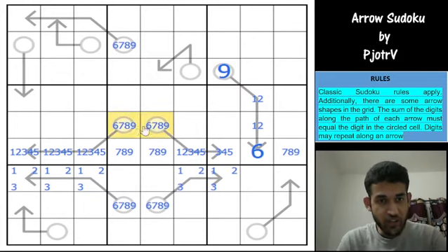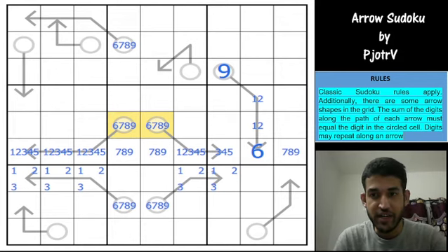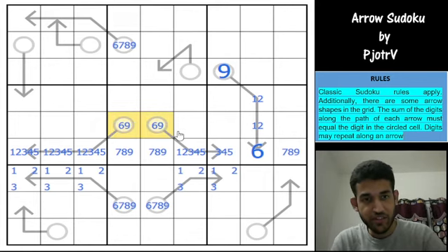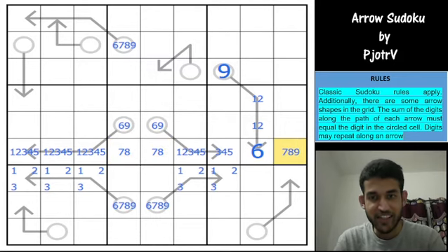Okay, we know that these two cells add up to 15. They cannot be 7 plus 8. 15 is either 6 plus 9 or 7 plus 8, right? 7 plus 8 is ruled out because then both of these cells would be a 9. So which means that this is 6 and 9. The moment you write 6 and 9 here, this becomes 7, 8. That has to be a 9. Beautiful.